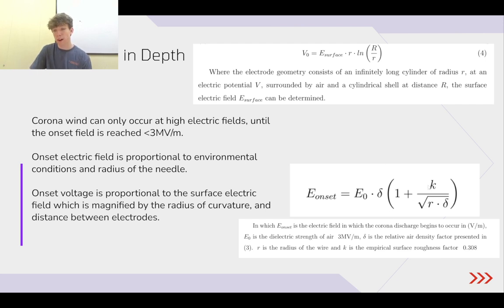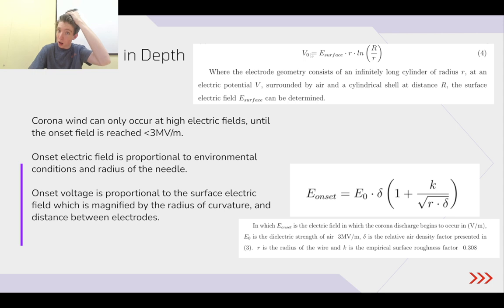K is a roughness factor, which is really unmeasurable for me, but I can just assume that it's going to be 0.308. And this radius is the radius of a wire. Now, my system is not quite exactly the same as this, but you can imagine that it's similar to that.